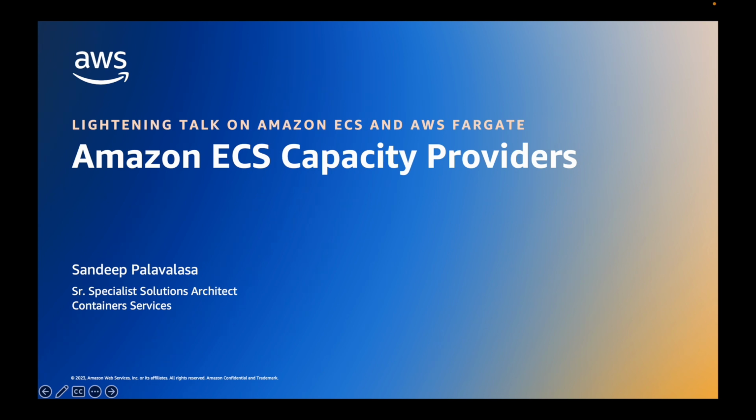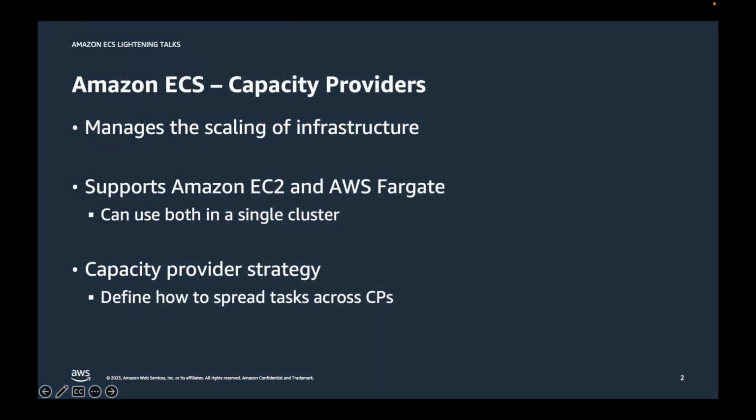Today we'll be talking about Amazon ECS capacity providers. Capacity providers manage the scaling of the infrastructure on which your applications are running on an Amazon ECS cluster. Capacity providers support both Amazon EC2 and AWS Fargate as compute options. Both EC2 and Fargate compute can exist on a single ECS cluster, but today we will be focusing on AWS Fargate as the compute option. Capacity provider strategies are the way for you to define how you want to spread these tasks across different capacity providers, which we'll look into in a minute.